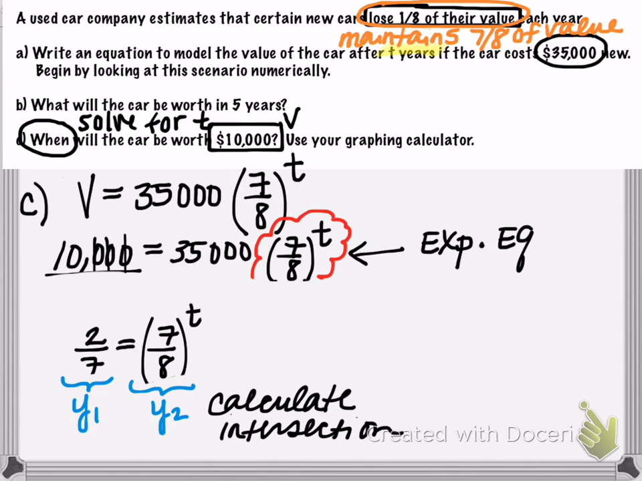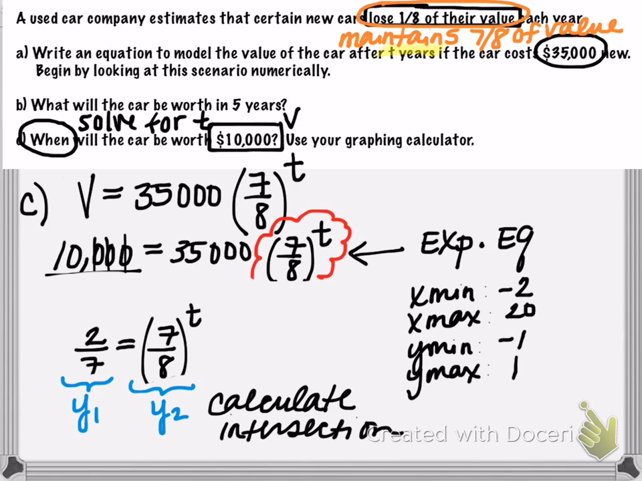So I went ahead and graphed it. I hope you paused your video. And the window that I used, if you're struggling with your window, I did an x minimum of -2 and an x maximum of 20. And then because 2/7 is such a small number, I chose my y minimum to just be -1 and my y maximum to be +1. There was no need to make my y values very large. And in this window, I was able to see the intersection clearly and then calculate the intersection. And in my intersection, I had an x value of approximately 9.38.